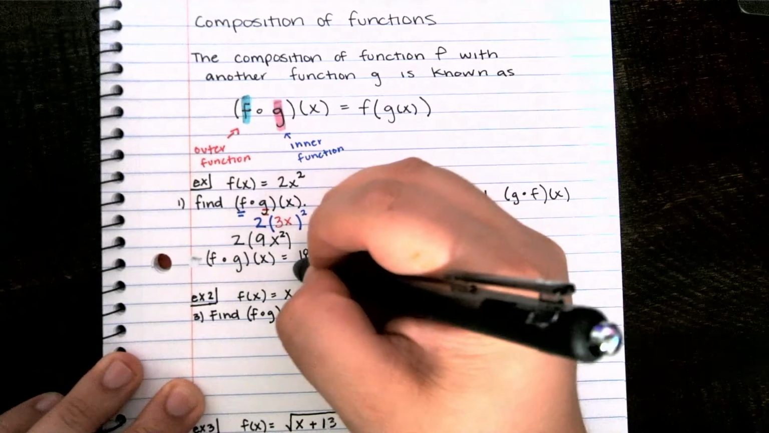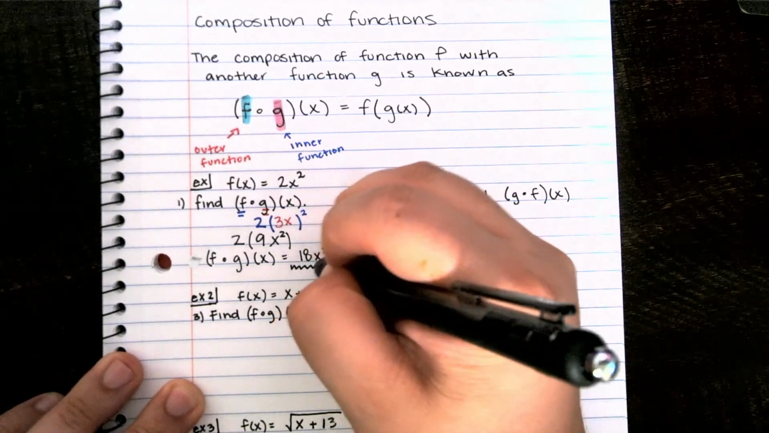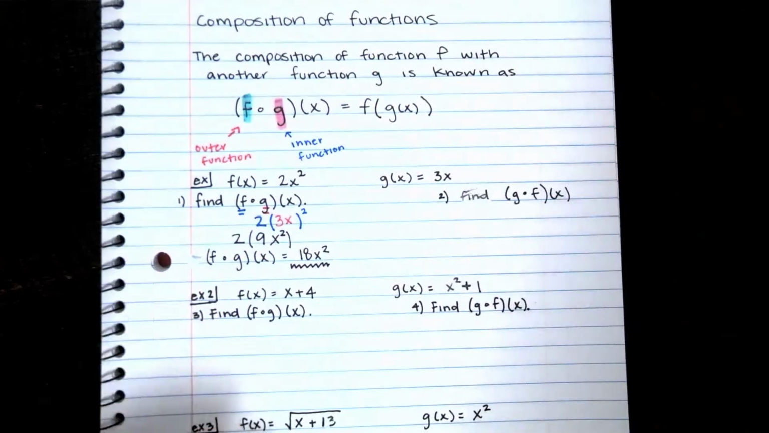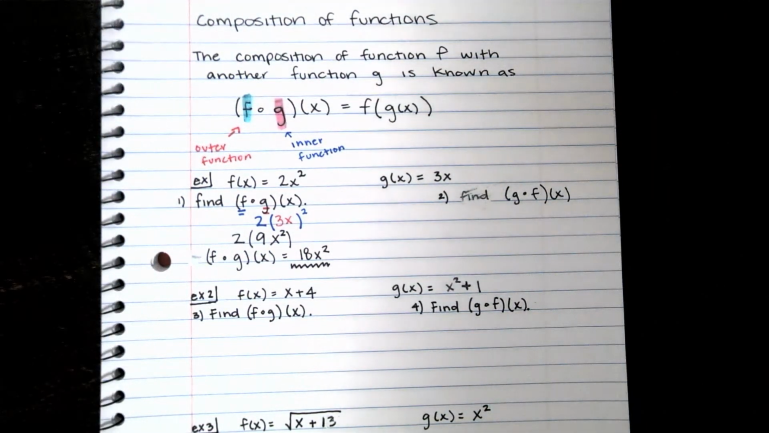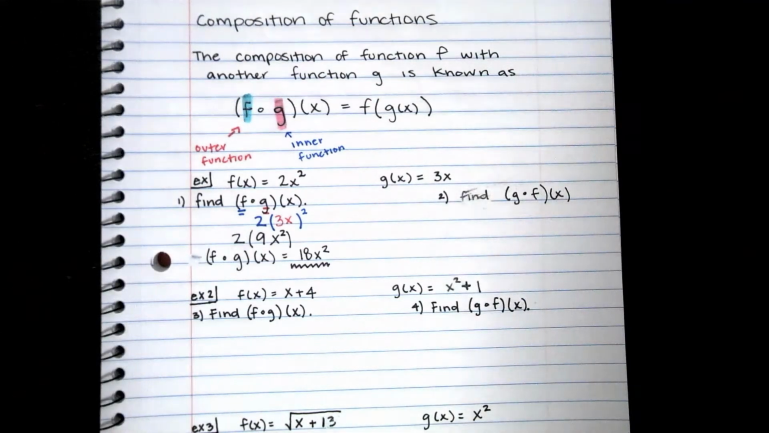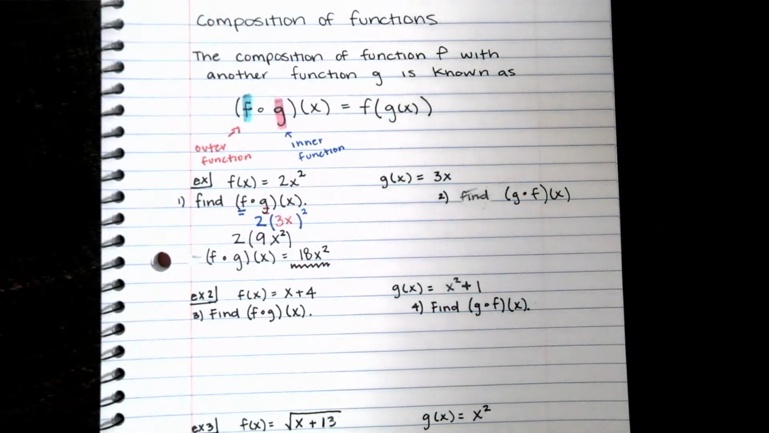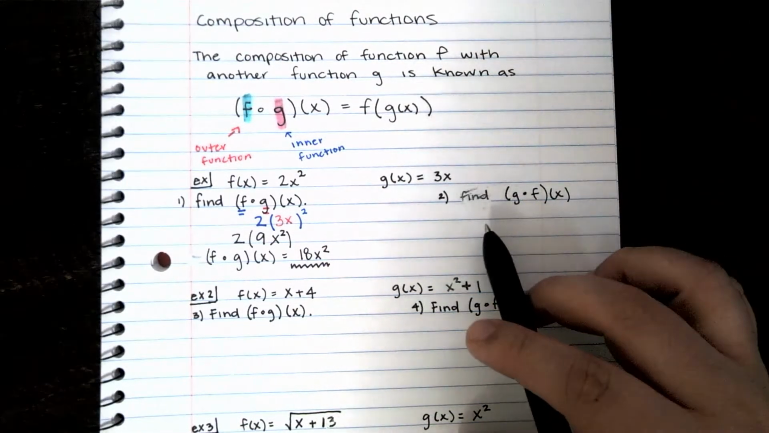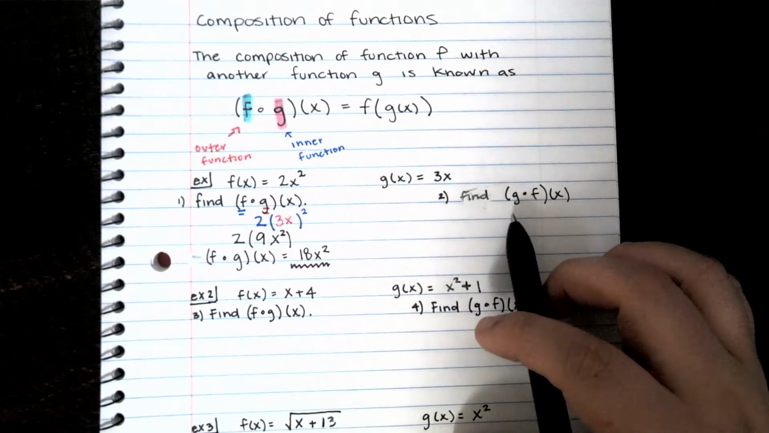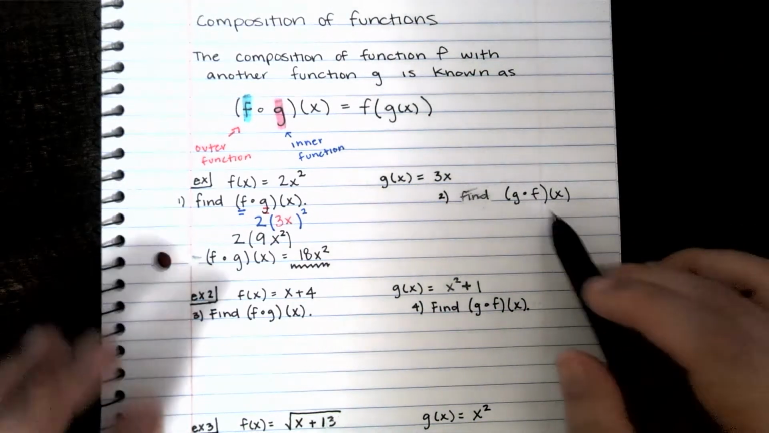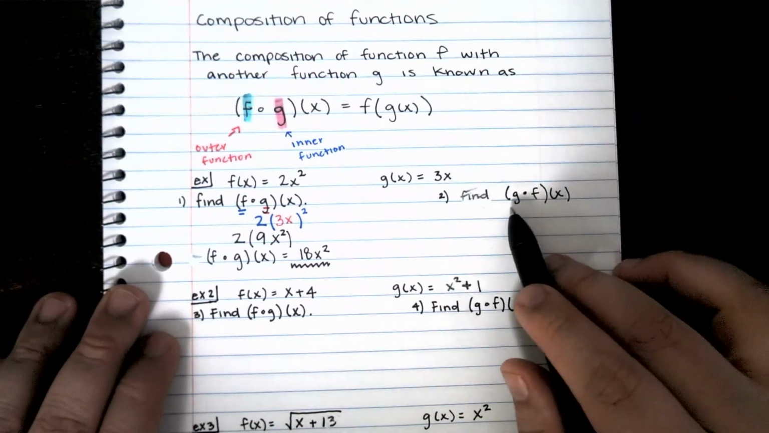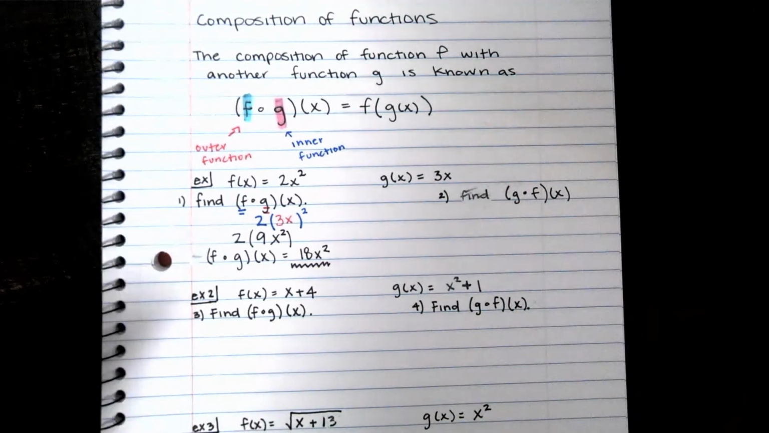And that is my solution here, and I'll underline it for you. Or you could highlight it, or you could just leave it like that. It doesn't matter. So our simplified expression for f of g of x is 18x squared for the first example. Now for number 2, it's backwards. They want us to find g of f of x. So this time f is the inner function and g is the outer function. So you're going to do it exactly the same way.